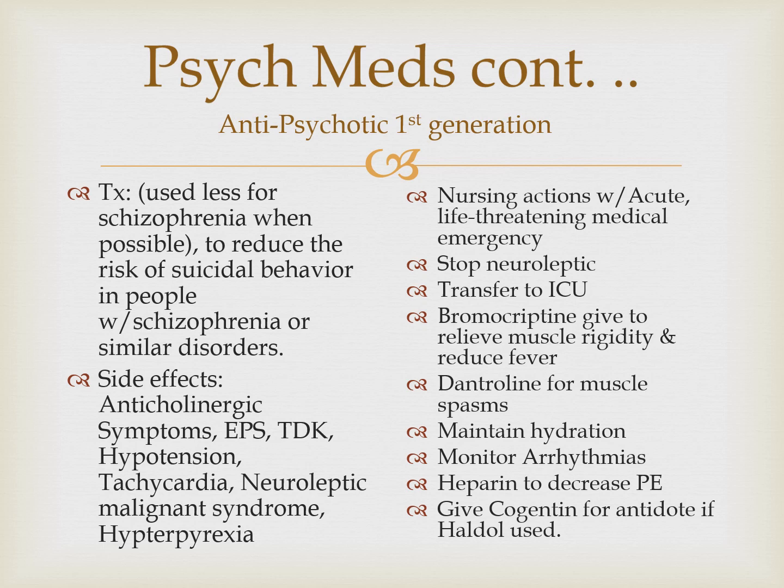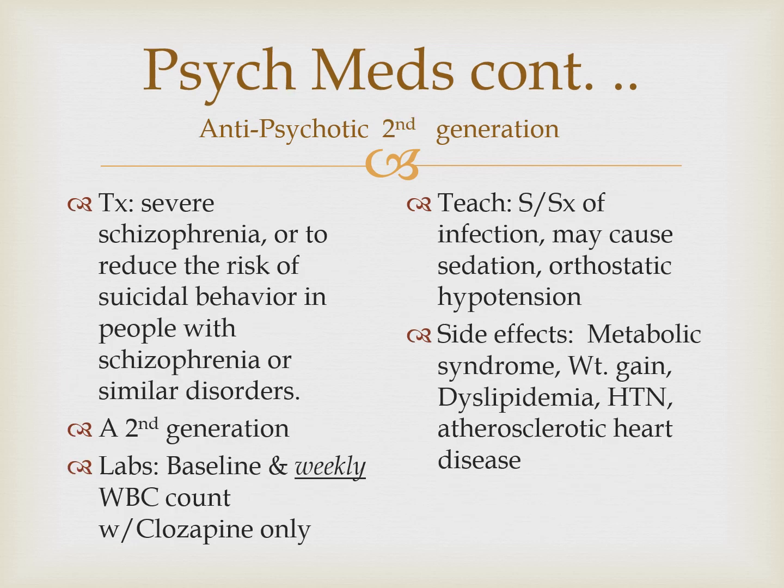Nursing actions with acute life-threatening medical emergencies. If one of these happens and they start to tank on you, then you want to stop the med, transfer them to ICU, and maintain and stabilize them. Bromocriptine is given to relieve muscle rigidity and reduce fever. So we could give that very quickly. If they don't have an IV in because they're on the psych unit, then we can give it IM. Dantrolene we can give for muscle spasm. We want to make sure these patients stay hydrated and we watch them for dysrhythmias.